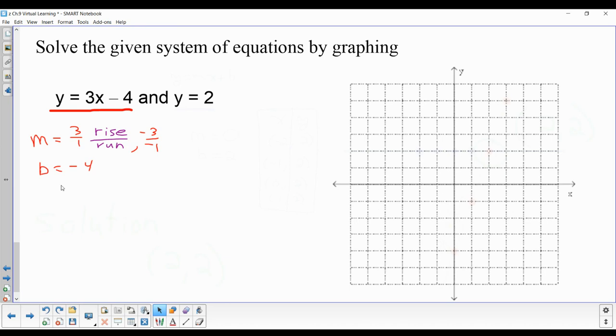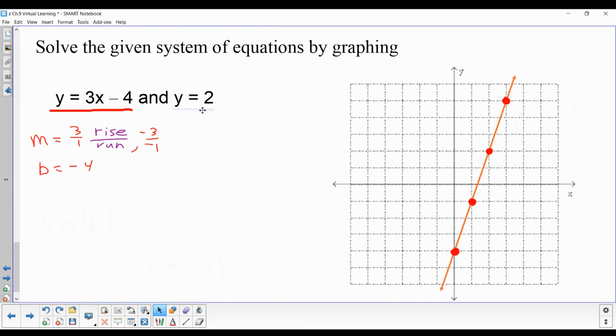I'm going to graph the y-intercept, negative 4: 1, 2, 3, 4. And then I'm just going to count the slope. Rise of 3, run of 1. Watch. Rise of 3, go up 3. Run of 1, go 1 to the right. Rise of 3, go up 3. Run of 1, go 1 to the right. Rise of 3, go up 3. Run of 1, go 1 to the right. Once I have enough points, I just connect the points, and there is my first line.